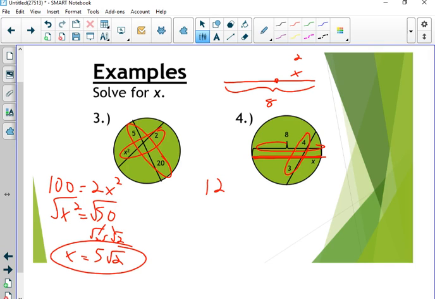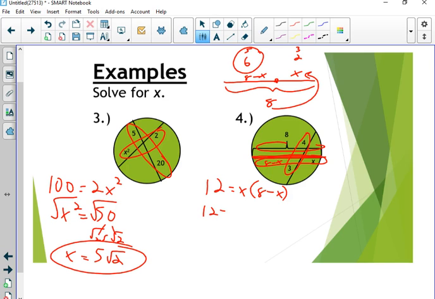If x was 2, then this portion would be 6. Right? If x was 3, this would be 5. So this over here is 8 minus whatever's over here. Right? 8 minus 2 is 6. 8 minus 3 is 5. And 8 minus x is 8 minus x. So this portion right here is 8 minus x. And we're going to multiply those two segments of the chord. X times 8 minus x.